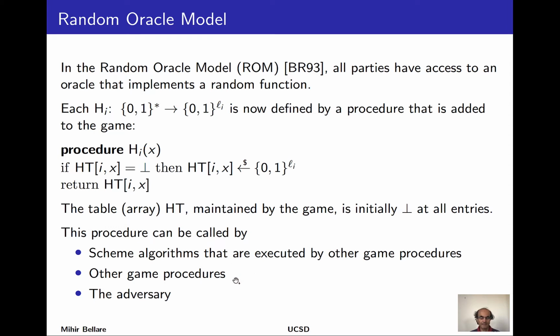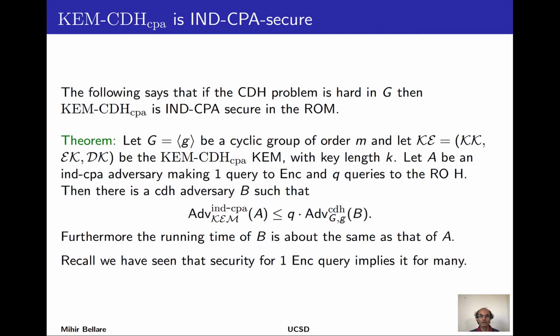Game procedures might themselves call this, if they like, independently of scheme algorithms doing so, although we haven't particularly seen that happen yet. Most importantly, this procedure is available to the adversary, and this reflects that it's a public function, and the adversary can provide an x of its choice and get back the value.